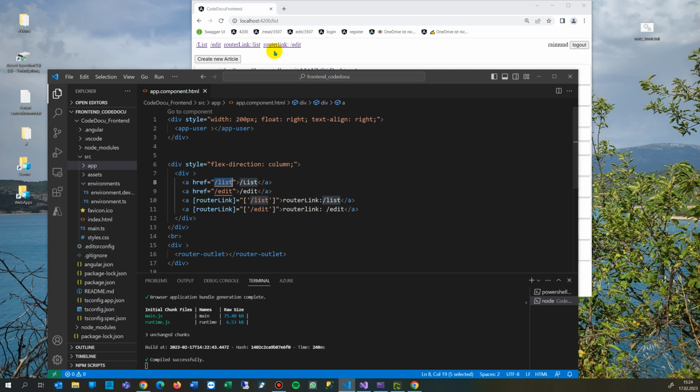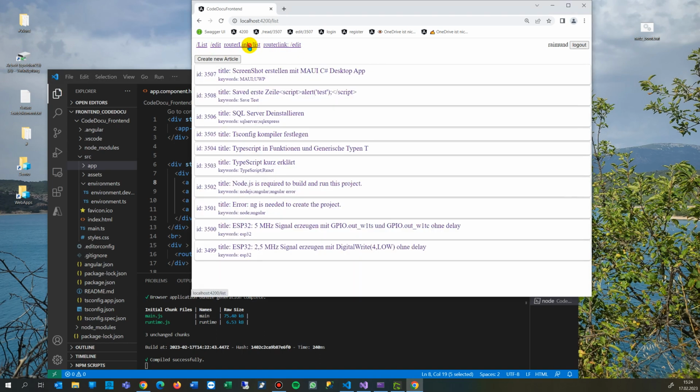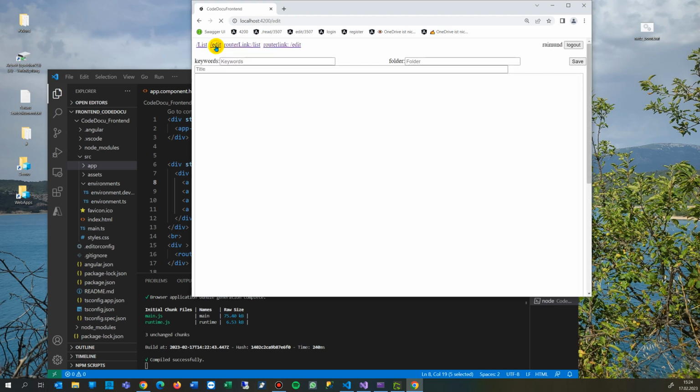And the other ones, these ones are the router links. So with the router link, you see no refresh. You have to switch the page or the loading, and from there it's always reloading, and there it's also always reloading.